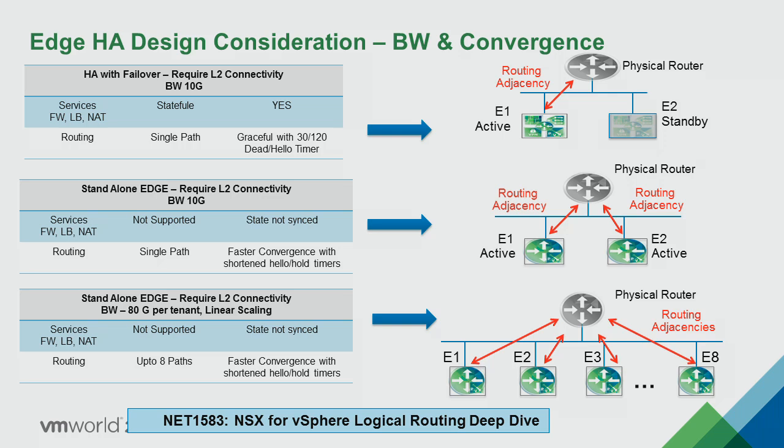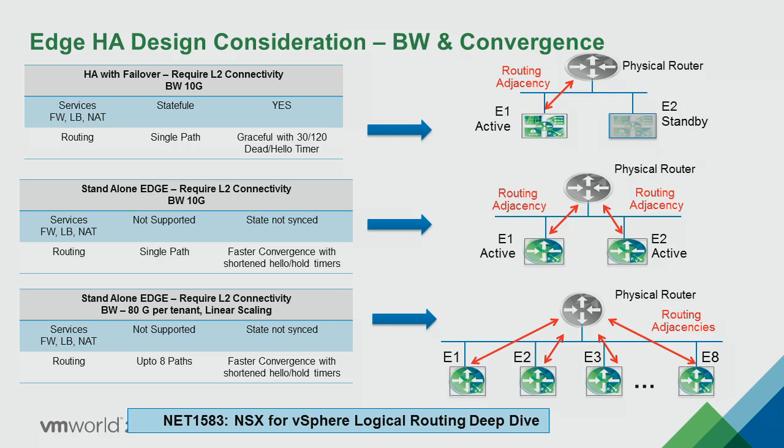You need 10 gig, deploy one edge. You need 20 gig, deploy another edge. You need 30, etc., up to 80 gig for a given routing domain. Then if you have another routing domain, you can deploy another 80 gig worth of bandwidth. So it's a linearly scalable architecture, it scales horizontally.